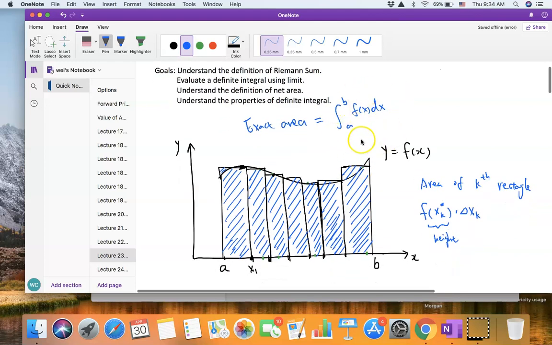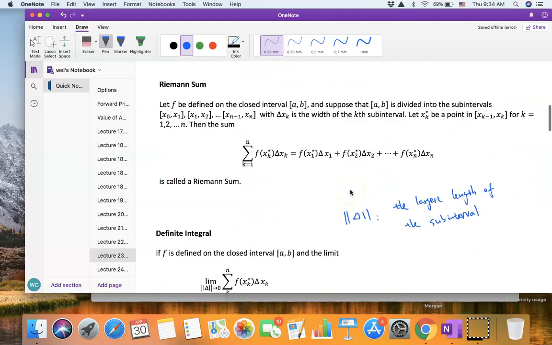Therefore, the area of this bounded region we can now represent with this symbol, the definite integral. In this notation, A and B stand for these two bounds, x equals A and x equals B, and f(x) stands for the function of this curve.